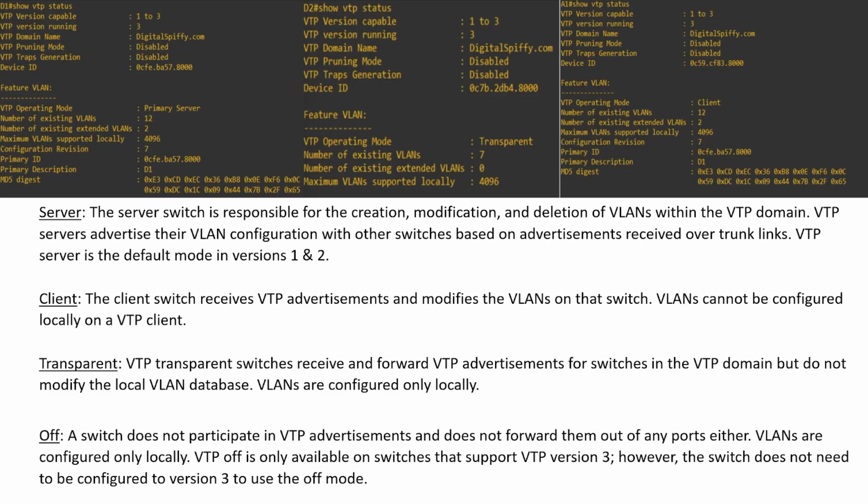Off. A switch does not participate in VTP advertisements and does not forward them out of any ports either. VLANs are configured only locally. VTP off is only available on switches that support VTP version 3. However, the switch does not need to be configured to version 3 to use the off mode.